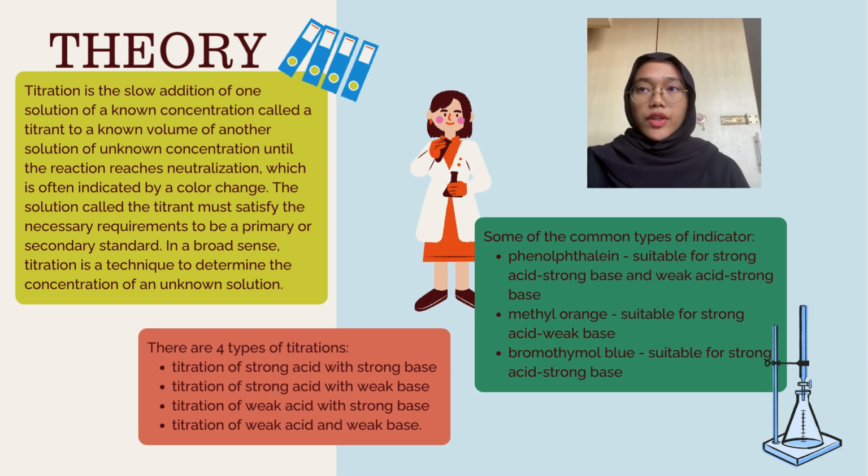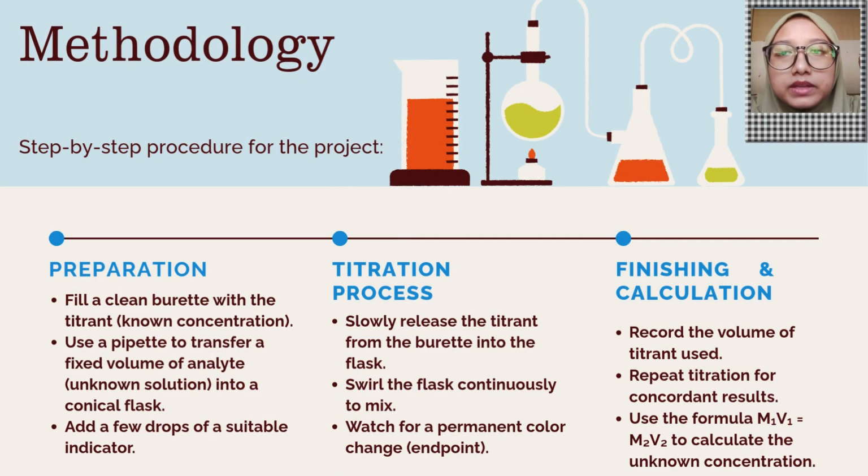Next are some of the common types of indicator. First one is phenolphthalein, which is suitable for strong acid with strong base, and weak acid with strong base. Next is methyl orange, which is suitable for strong acid with weak base. And the last one is bromothymol blue, which is suitable for strong acid with strong base. Next, we go to the methodology.